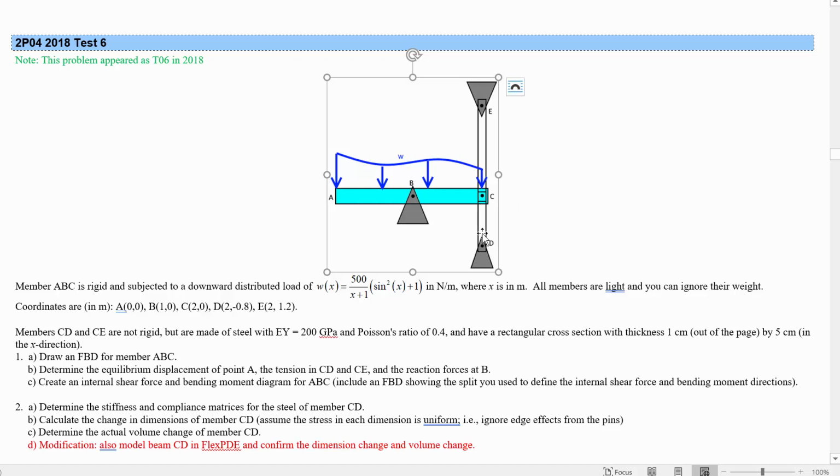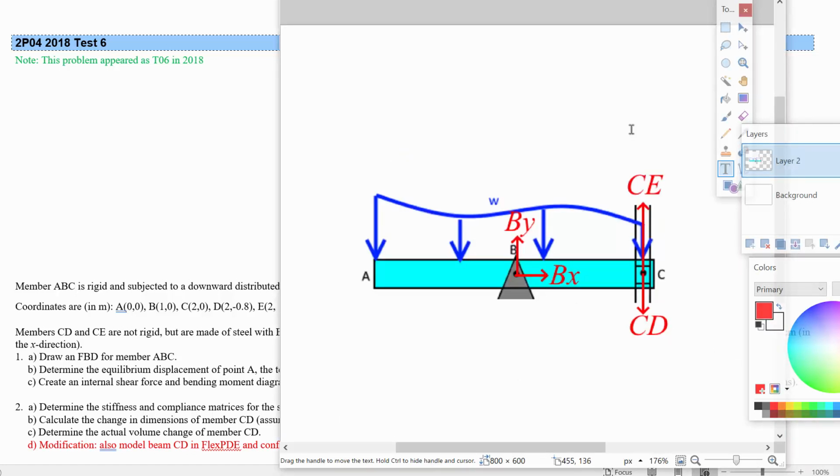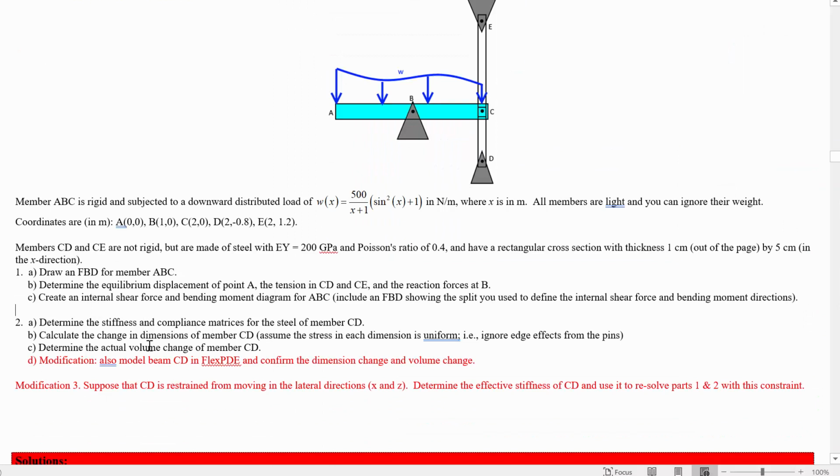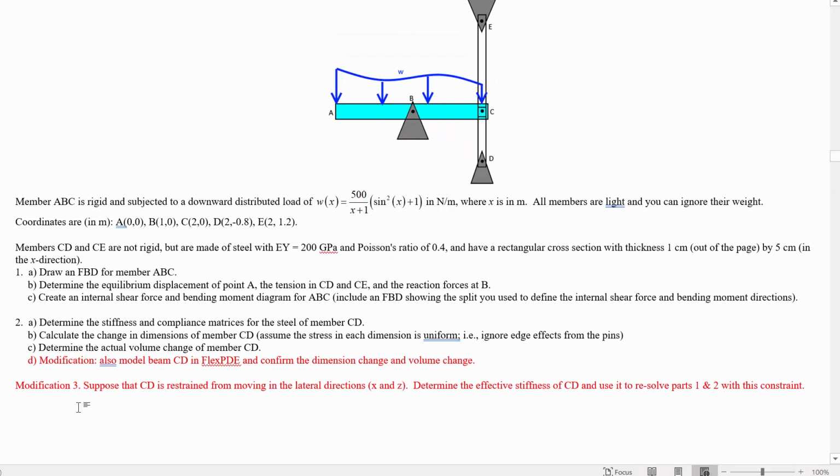I usually do it alphabetical, but sometimes I mess up my alphabetical order and call this like DC or something. But whatever you want, just pick one letter and the other letter and call this member CD. It'll be clear which member you're talking about. Okay, so member CD, member CE, there we go. So here is our free body diagram. We can copy this and put it back into the solution.